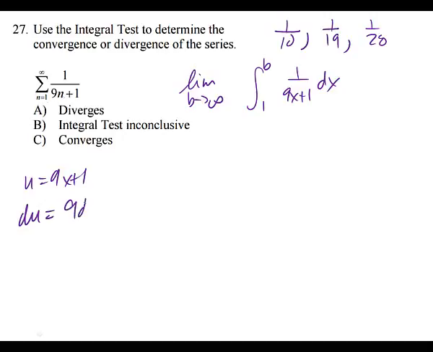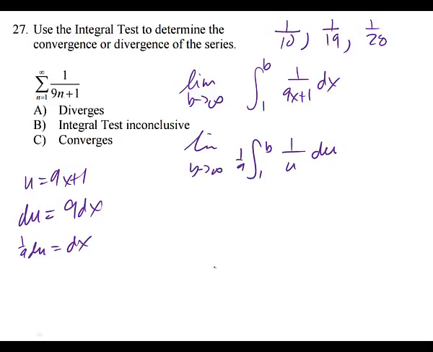9. Wait, the integral test is just where you take the integral? It's basically an improper integral. We just put the name of integral test on it later. Okay? I have to move the 9 over, so 1/9 du equals dx. So if I subbed in, the limit as b approaches infinity of 1/9 times the integral from 1 to b of 1/u du, right? I put the u in for the 9x plus 1, and I put the 1/9 du in for dx.